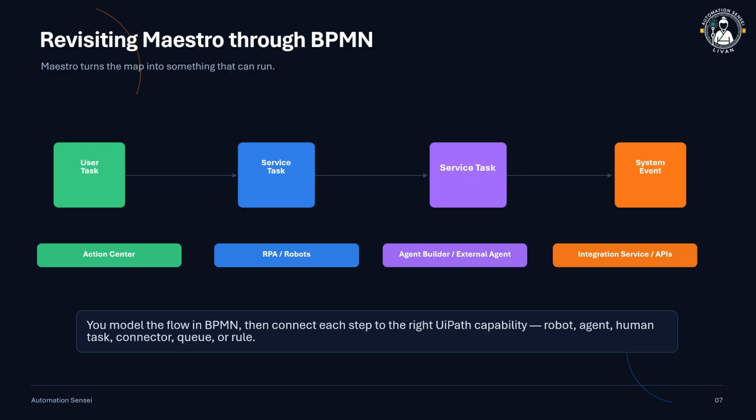And if there is an event, or if you want to wait for a certain trigger or action from an external system, you can use Integration Service for doing it. And obviously, for an AI agent, you can build the AI agent using the UiPath platform and call it within a service task.